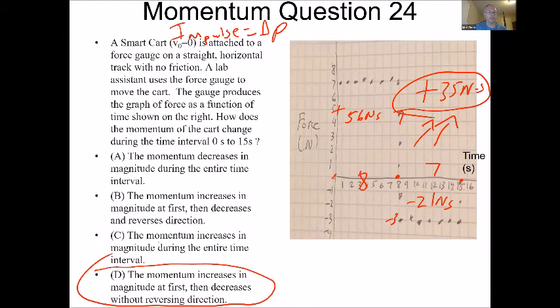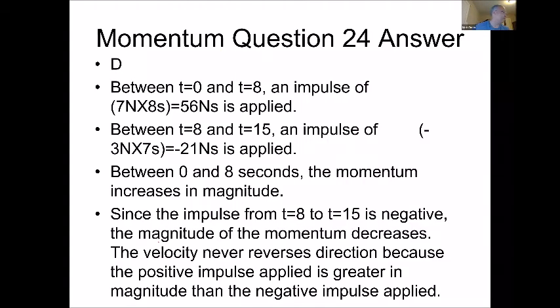The momentum increases in magnitude at first, and then it decreases a little bit from 8 to 15 seconds, but it never reverses direction because the positive impulse is greater than the negative impulse. All right, so here's 25.